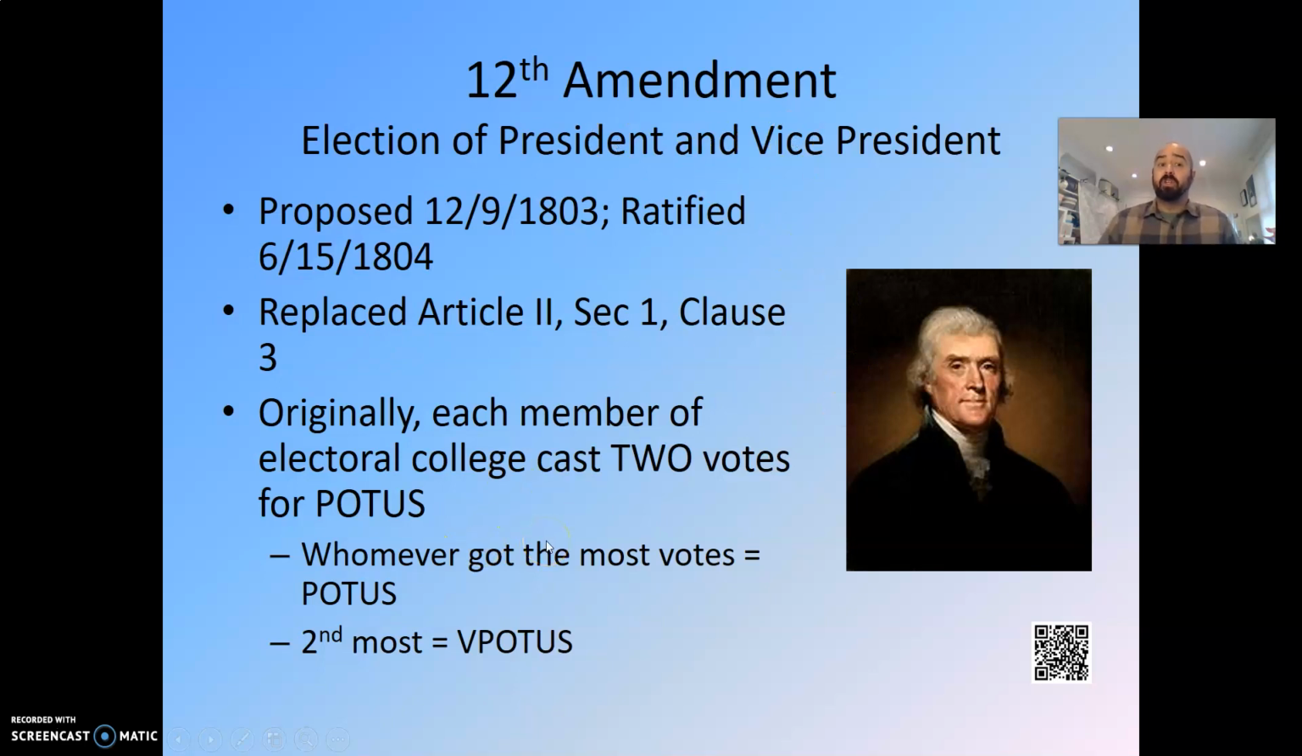You see, originally, every member of the Electoral College got 2 votes, and both of those votes were for President of the United States. So if you were a member of the Electoral College, you would pick your 2 favorite people running for president to be president. Whoever got the most votes would be president. Whoever got the second most votes would be vice president.